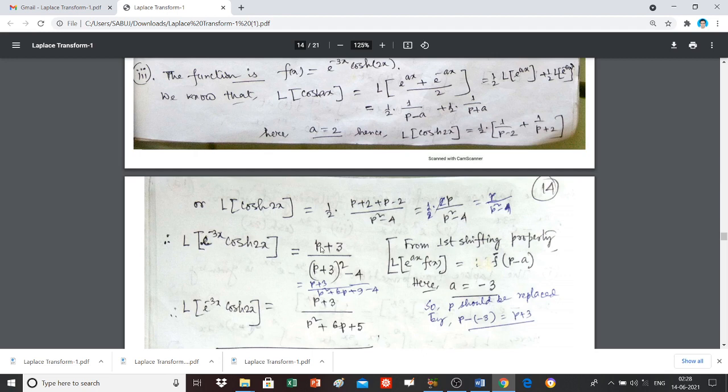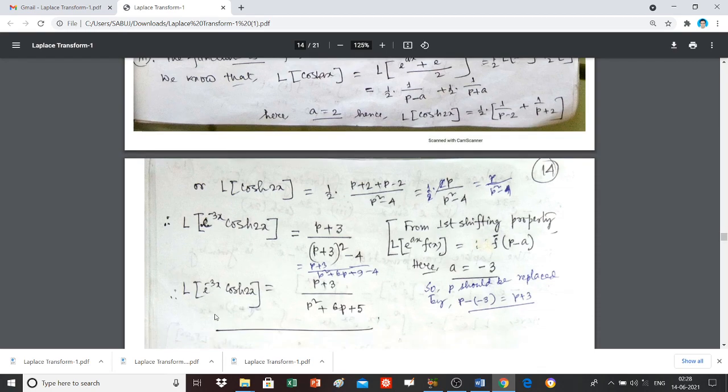So just replace p by p plus 3 in this expression. That will result in the Laplace transform of this function, which is equal to, here p is replaced by p plus 3, and here p should also be replaced by p plus 3, that is p plus 3 whole squared minus 4. Just write p plus 3 whole squared as p square plus 6p plus 9, then minus 4, that is equal to p plus 3 by p square plus 6p plus 5. So this is the value of the Laplace transform of e to the minus 3x cos hyperbolic 2x.